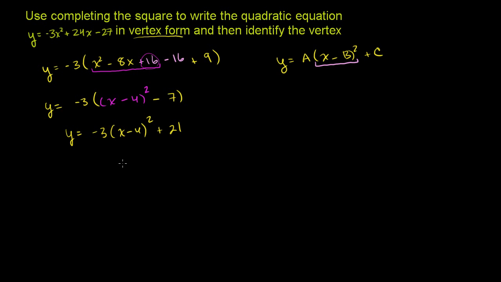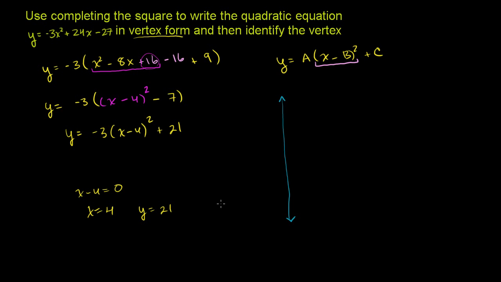We're done with that. And if you want to think about what the vertex is, I told you how to do it. You say, well, what's the x value that makes this equal to 0? Well, in order for this term to be 0, x minus 4 has to be equal to 0, or add 4 to both sides. x has to be equal to 4. And if x is equal to 4, this whole thing becomes 0, then y is equal to 21. So the vertex of this parabola, I'll just do a quick graph right here, occurs at the point (4, 21).